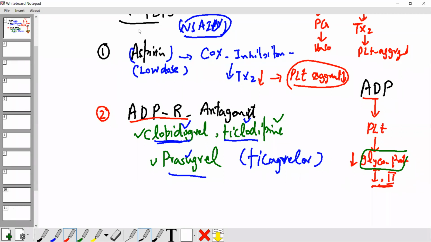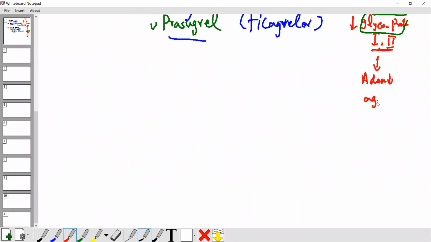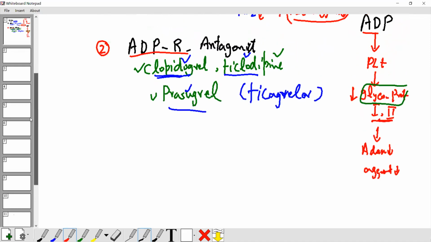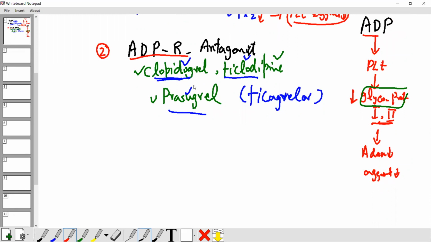So this ADP receptor antagonist blocks the receptor, then no more glycoprotein, and what happens? Adhesion of platelets decreases, and aggregation of platelets also decreases. Okay, adhesion and aggregation decrease. So what are the uses of this? We use this drug in acute coronary syndrome.